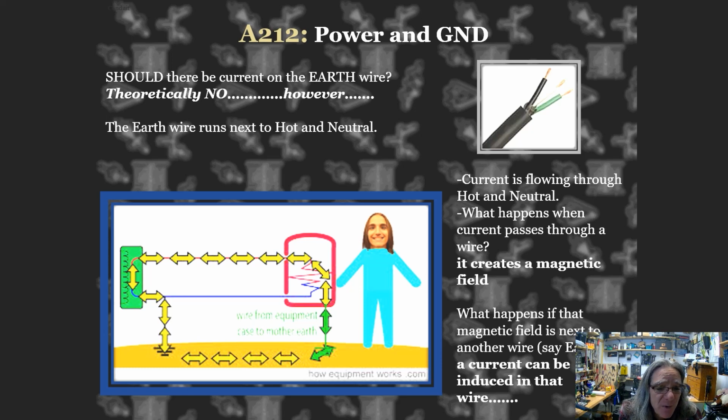In this case, though, we have hot and neutral. There's current flowing through them. Earth is sitting next to them. So they're going to induce some current flow on the earth wire. That's just going to happen.